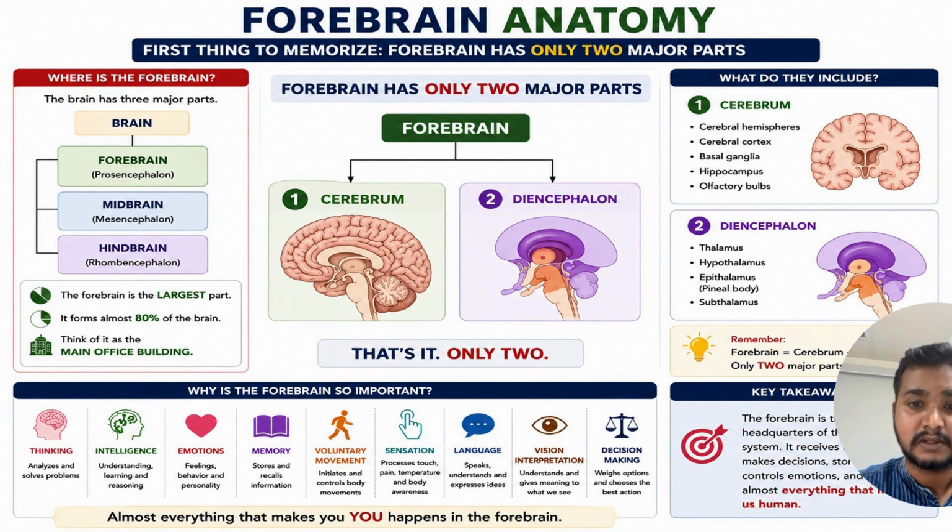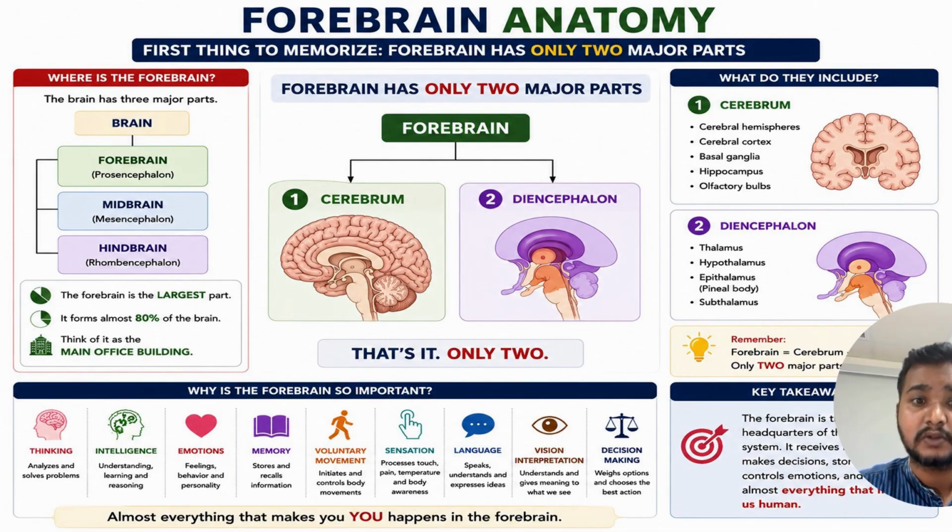Now let's move to the second part, the diencephalon. Although it's much smaller and hidden deep within the brain, it is absolutely essential. The diencephalon contains the thalamus, which acts as the brain's major relay station, directing sensory information to the correct areas of the cerebral cortex. It also contains the hypothalamus, the body's master regulator. It controls body temperature, hunger, thirst, sleep, hormone secretion, and many autonomic functions that keep us alive. Along with these, it includes the epithalamus and subthalamus, each playing important roles in brain function.